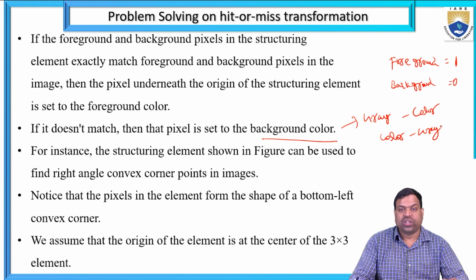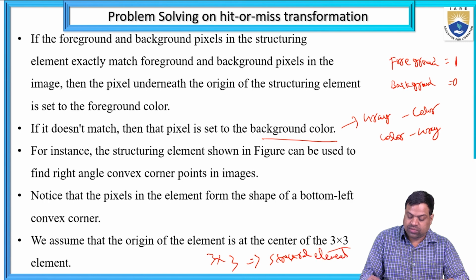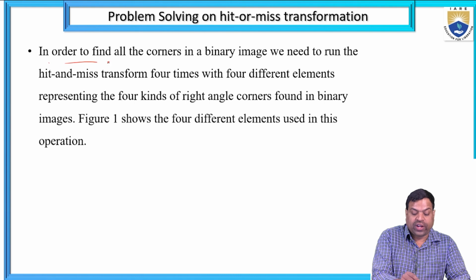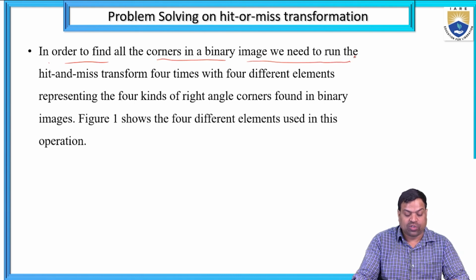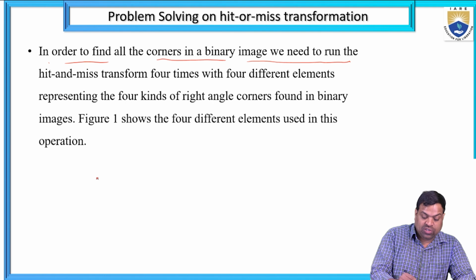So we notice that the pixels in the element form the shape of a bottom left convex corner, and we assume that the origin of the element is at the center of the 3x3 element. So the maximum 3x3 element is what I am taking as the structuring element. In order to find all the corners in a binary image, we need to run the hit or miss transform 4 times with 4 different elements representing the 4 kinds of right angle corner found in a binary image. The figure shows the 4 different elements used in this operation. So here, suppose the input image is there.